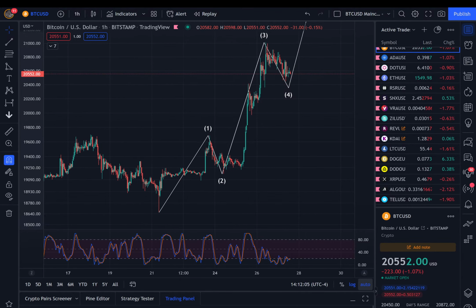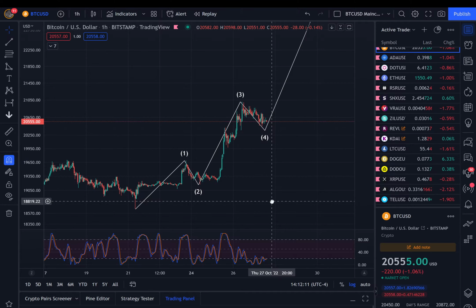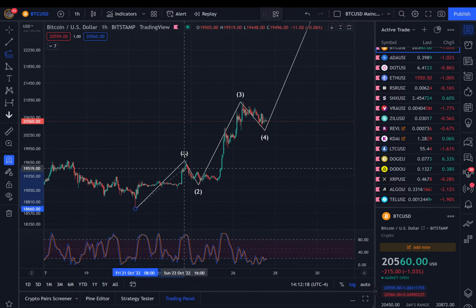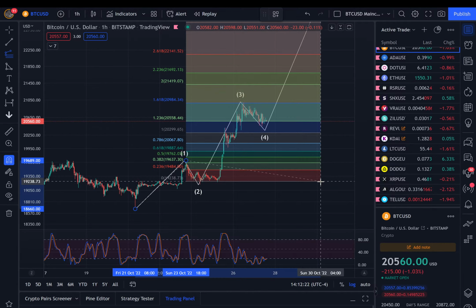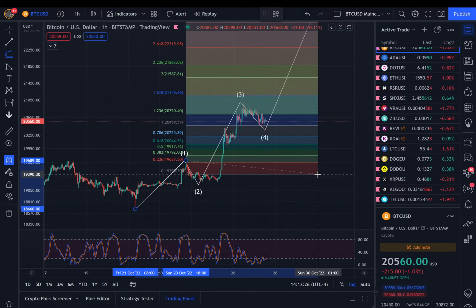Let's see what that would mean in terms of our Elliott wave analysis, okay? I hope you guys are following me here. Now, let's say so far we've counted this correctly. This is wave 1 and this is wave 2, okay? And wave 3 ends between 1618 and 2 Fibonacci extension.